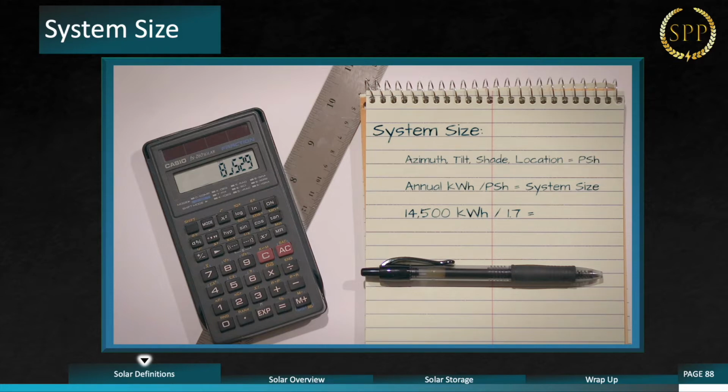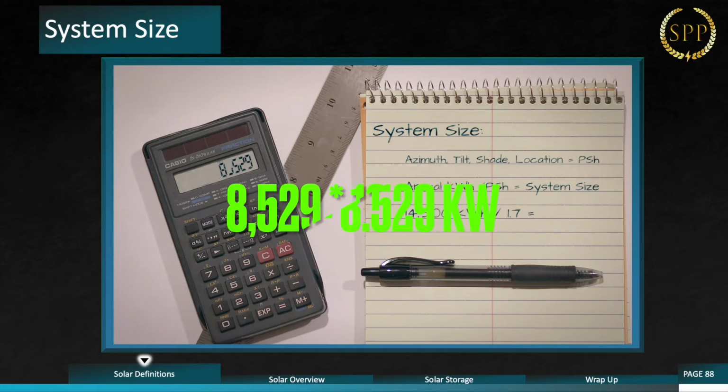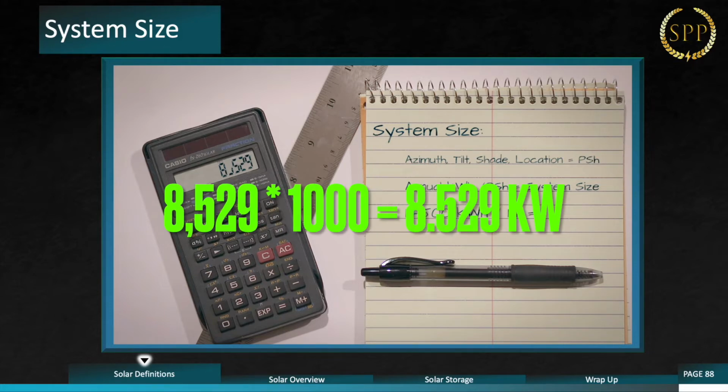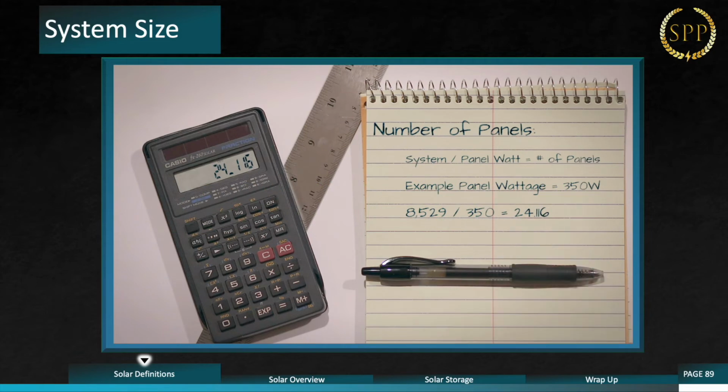So let's use 14,500 kilowatt hours, for example. Let's say the yield is 1.7. That's going to give us an 8,529 watt system. Bonus points if you put that into kilowatts: 8.529. Now, let's figure out how many panels we need for that. It's the system size divided by the panel wattage. Let's use 350 watts for this example. So 8,529 divided by 350 watts is going to be 24.116.